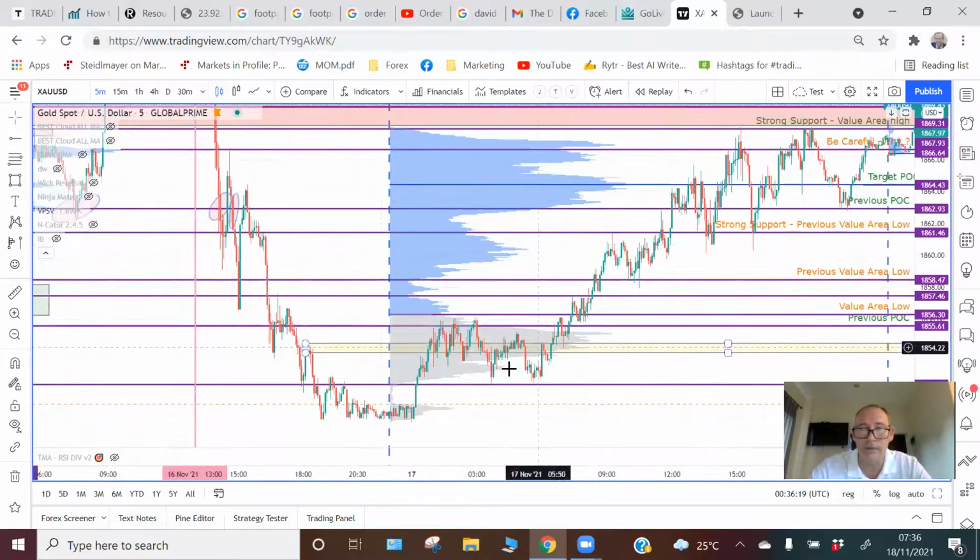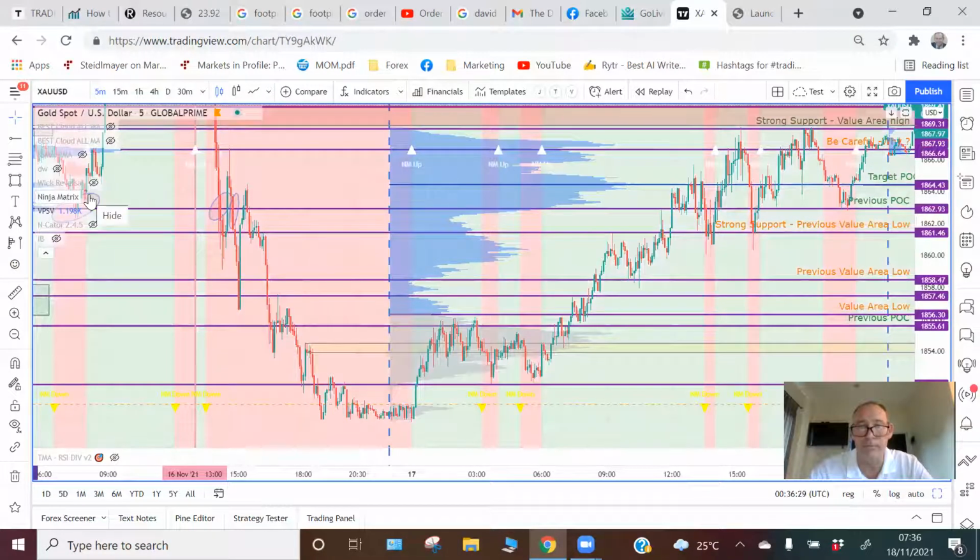You could have taken advantage of this if you had a special tool called the matrix. We'll switch on the matrix. If it goes green, you buy. If it's red, you sell. Boom. Look at that. Now, if you also think about this previous support I drew here, this area here was really important. Straight to profit. Switch the matrix off.